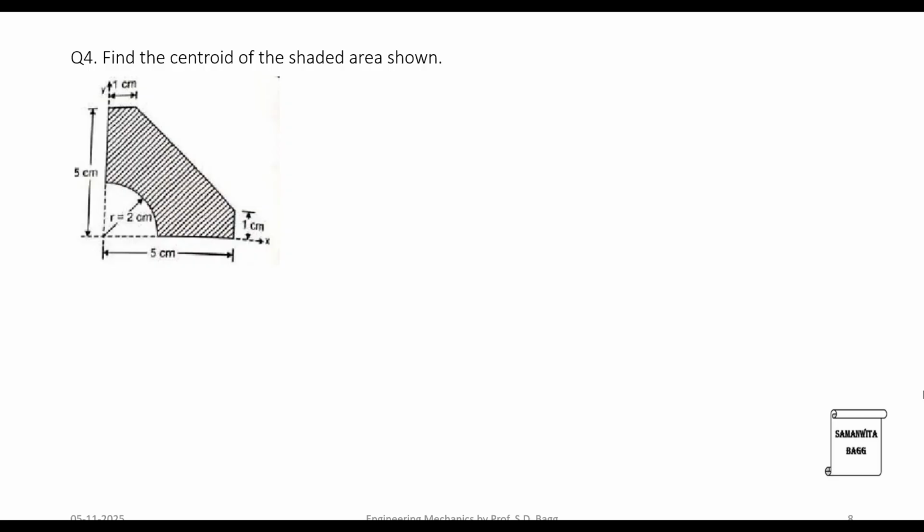Everyone, welcome to the next session on engineering mechanics. In this session, we will solve yet another numerical on the topic of centroid. We have to find the centroid of the shaded area which is shown.